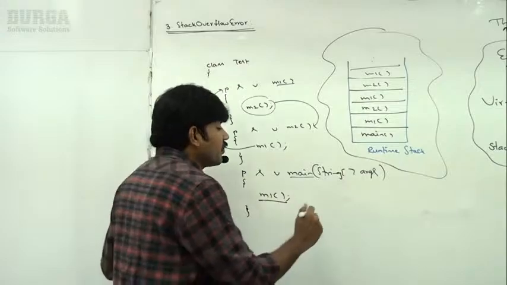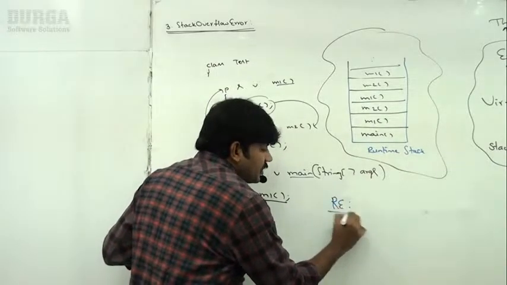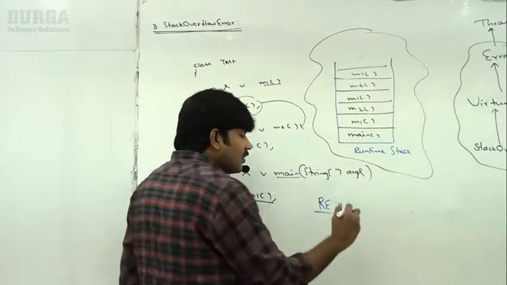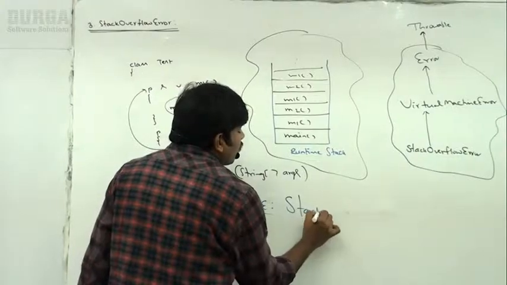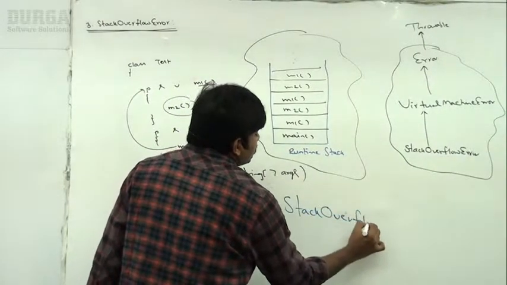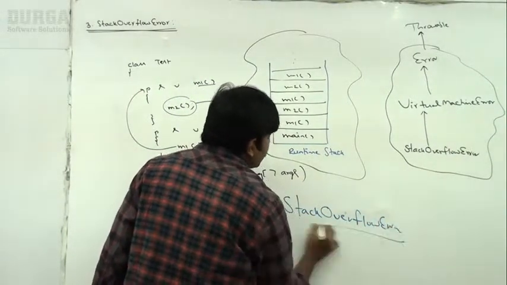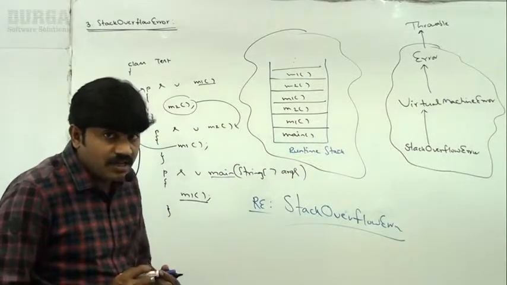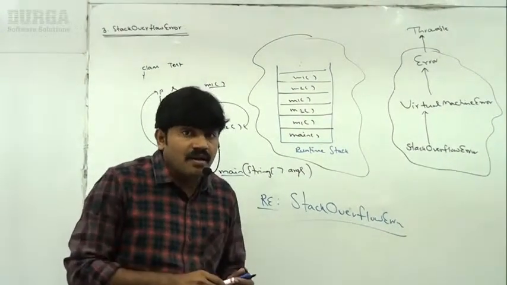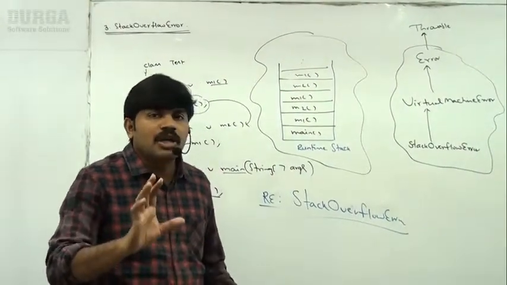Sir, what is the exception we are going to get? Of course, sir, a runtime error: Exception in thread main, what is that, sir? StackOverflowError. So when will you get a StackOverflowError, sir? If there is a recursive method call, then there is a possibility of StackOverflowError.